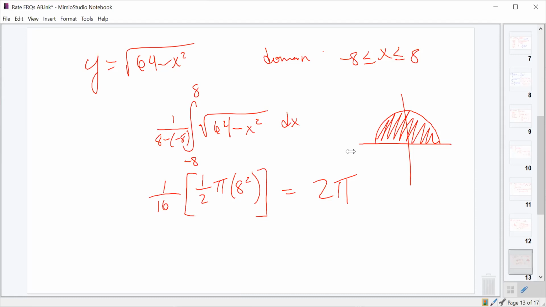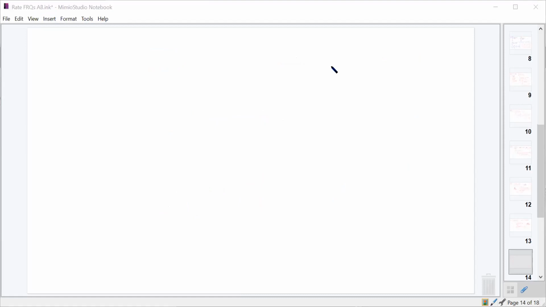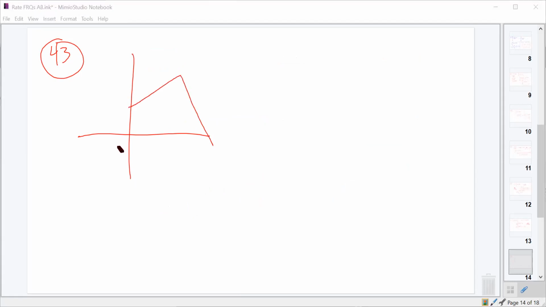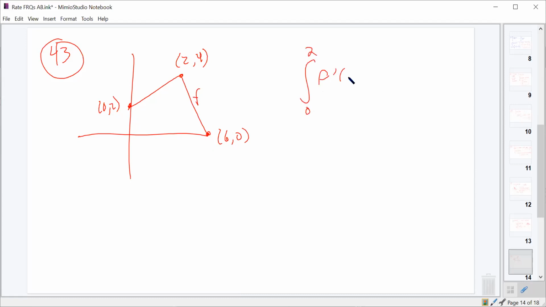All right, 43. Actually, it's 43 through 46 that is the next. So 43, 44, and 45 all deal with the same graph, where this is the point 2, 4, this is the point 0, 2, and this is the point 6, 0. This is the graph of f. So 43 says what's the integral from 0 to 2 of f prime of x dx?